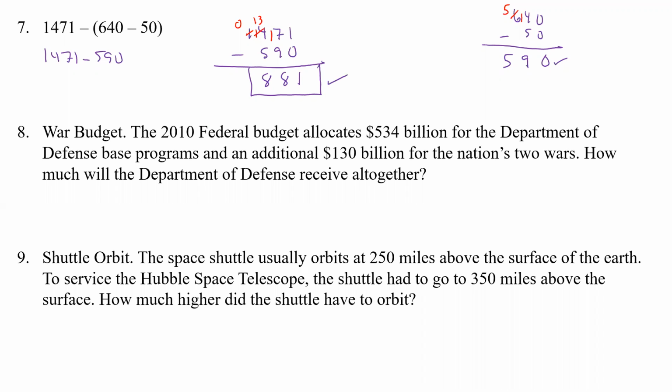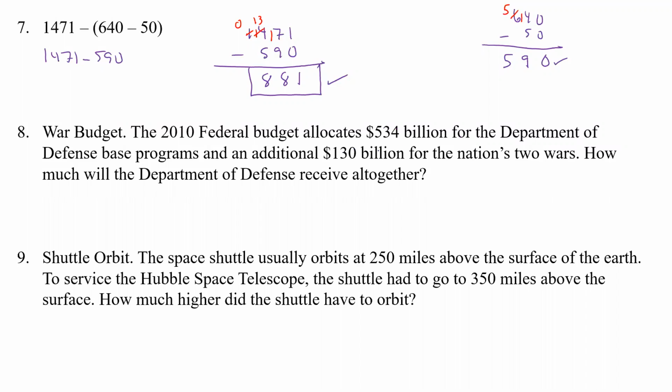All right, so the next two look like kind of application problems where we have to pull out numbers that we need. So the first one is about the war budget. So in 2010, federal budget allocates $534 billion for the Department of Defense space programs and an additional $130 billion for the nation's two wars. How much will the Department of Defense receive together? Okay, so what we have to do is just basically add those two together.